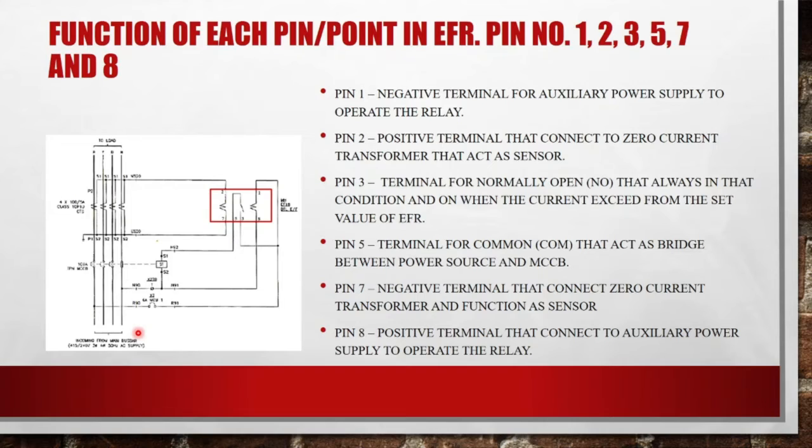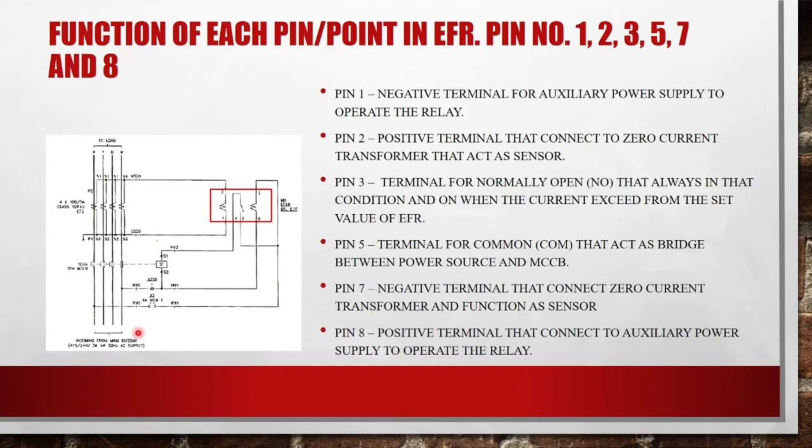Now I will explain the function of each pin or point in EFR. The first is pin number 1. It is the negative terminal for the auxiliary power supply to operate the relay. Pin number 2 is used for the positive terminal that connects to the zero current transformer that acts as a sensor. Pin number 3 is the terminal for normally open, which turns on when the current exceeds the set value of EFR. While pin number 5 is the terminal for common that acts as a bridge between the power source and MCCB.